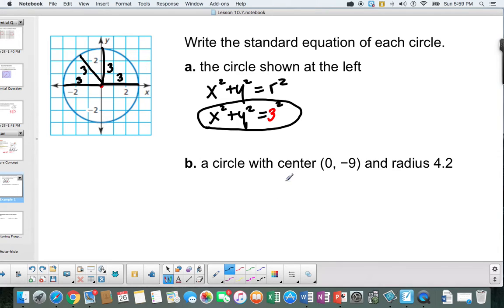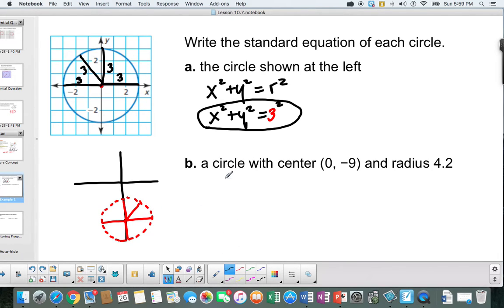Now let's do a circle with center (0, negative 9). So (0, negative 9) is right about here. And we want a radius of 4.2. So our radius is going to be 4.2 this way, 4.2 this way, anyway 4.2, and we're going to have a circle. And we'd like to find the equation of that circle.